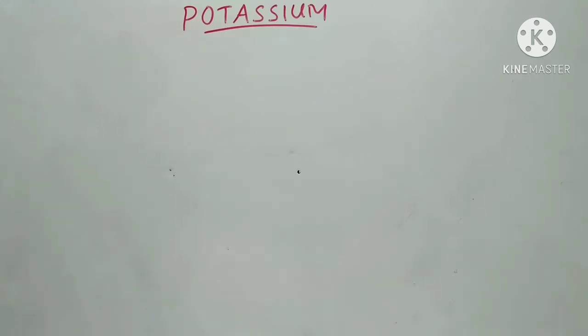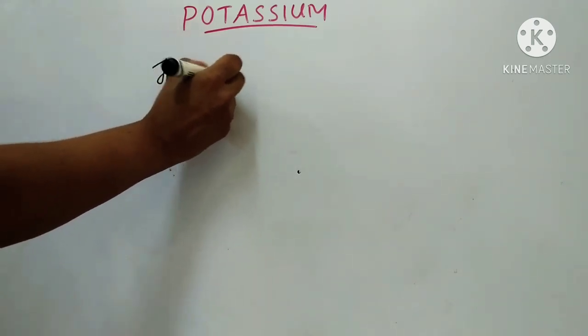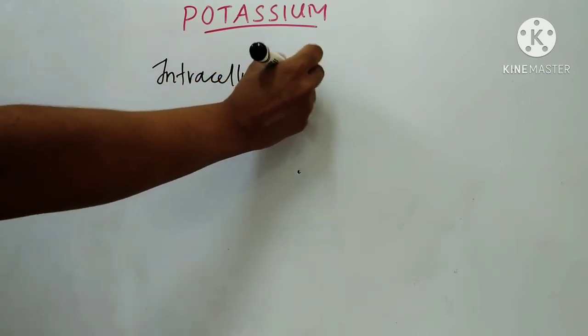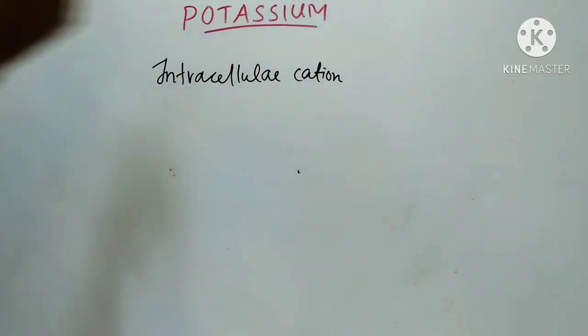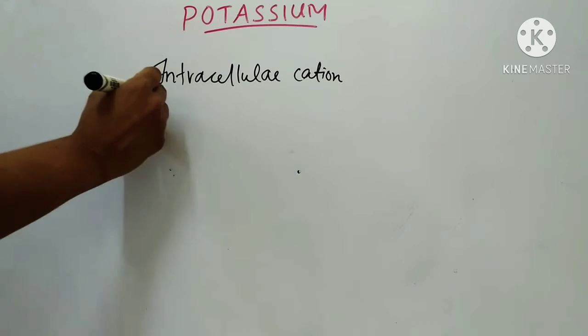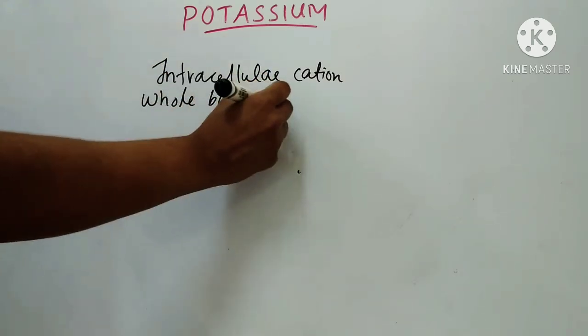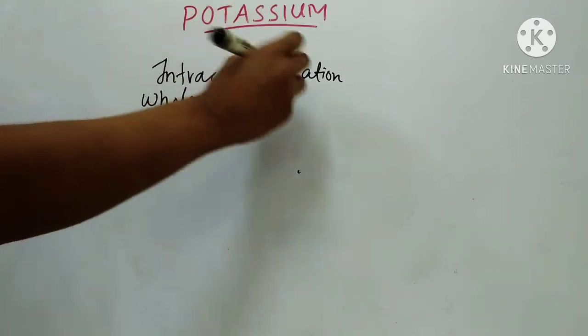Potassium is the major intracellular cation. It is widely distributed in the body fluids and tissues. In whole blood it is 200 mg per dl.